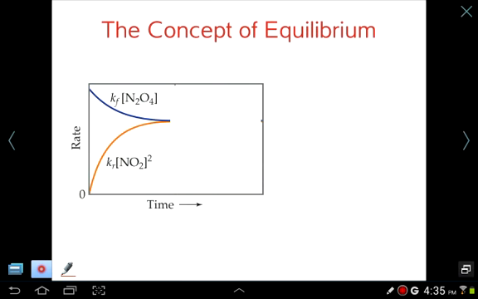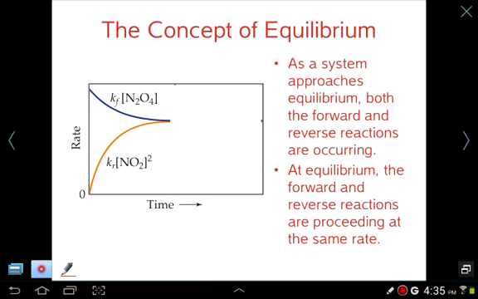Now, to lay the groundwork for this concept of equilibrium, what happens is, as the system approaches equilibrium, equilibrium has to be approached first, or has to be attained. What happens is both the forward and reverse reactions are occurring. And when you get to equilibrium, the two reactions occur at the same rate. So with these systems, the chemical reaction never really stops. It actually keeps occurring. It's just that the forward rate and the reverse rate equal out. And we'll take a look at this idea here in a second.